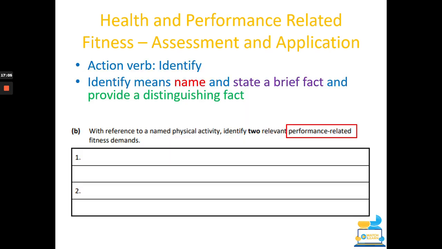The next question is asking us to identify 2 relevant performance-related fitness demands for a chosen physical activity, so an activity of our choice. And it's important to note performance-related fitness demands here. So we're not looking at health-related fitness components here. So we're not looking at body composition, strength, flexibility, cardiorespiratory endurance, or muscular endurance. We're looking at the performance-related fitness components.